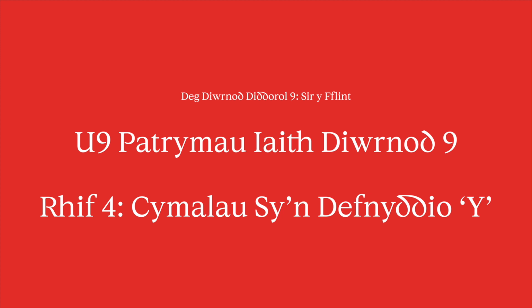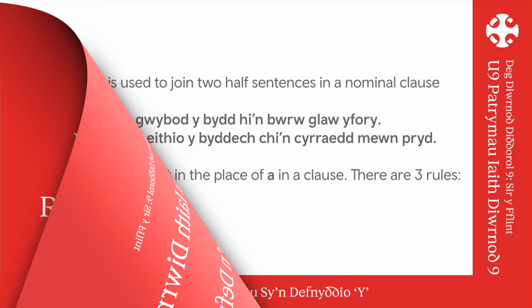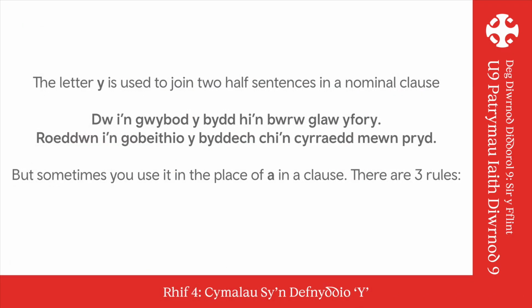Cymalau sy'n defnyddio y, clauses that use y. The letter y is used to join two half sentences in a nominal clause. Dwi'n gwybod y bydd hi'n bwrw glaw yfory. Roeddwn i'n gobeithio y byddech chi'n cyrraedd mewn pryd. But sometimes you use y in the place of a in a clause.